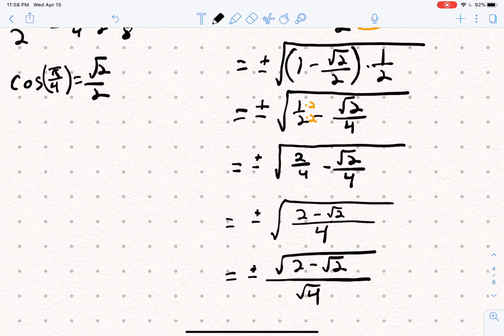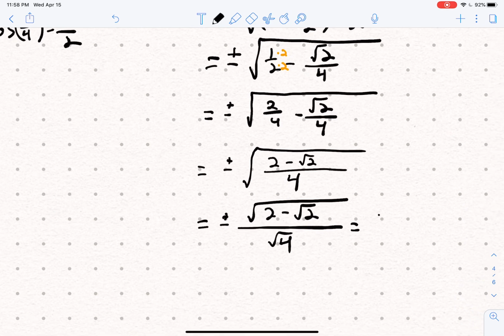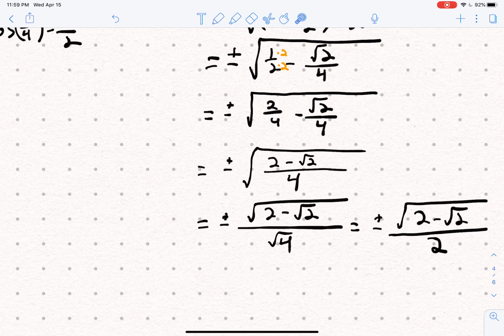And the nice thing about that is we can simplify the bottom. Radical 4 is just equal to 2. So this is plus or minus, let's see, radical 2 minus radical 2, whole thing divided by 2. Radical 4 is 2. Okay. So this is our answer, except for the following. We're not going to simplify it any more than that.